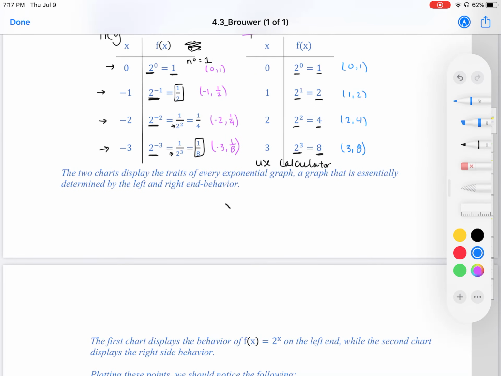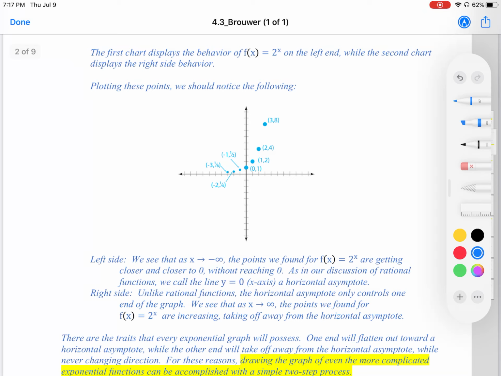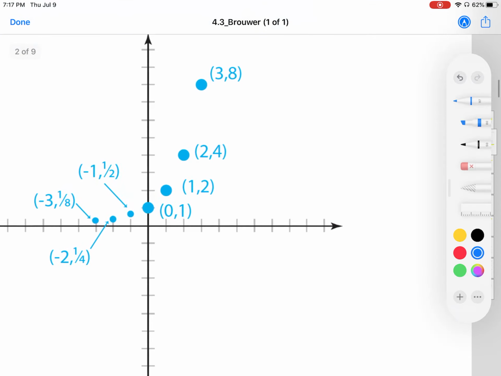The two charts display the traits of every exponential graph, a graph that is essentially determined by the left and right hand behavior. The first chart displays the behavior of f of x on the left, while the second chart displays the right side behavior. Plotting these points, we should notice the following. So here are our points.